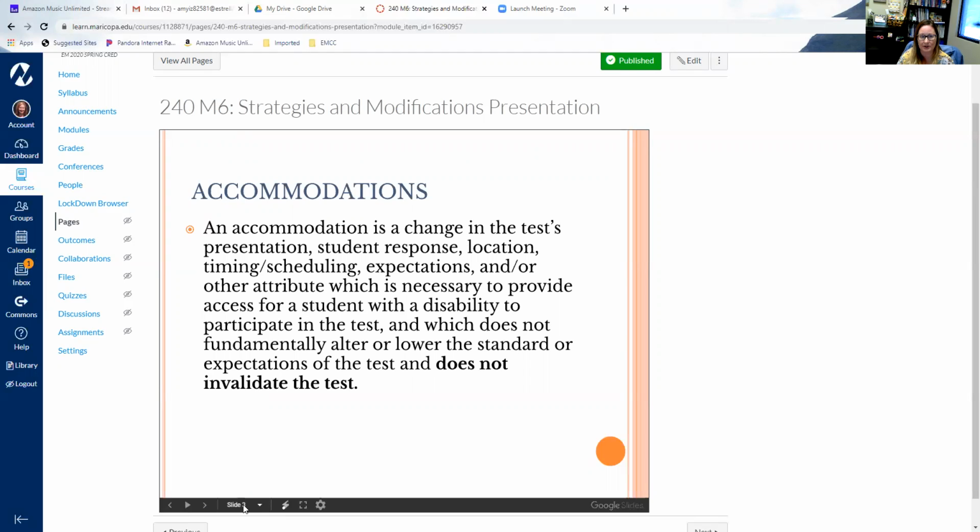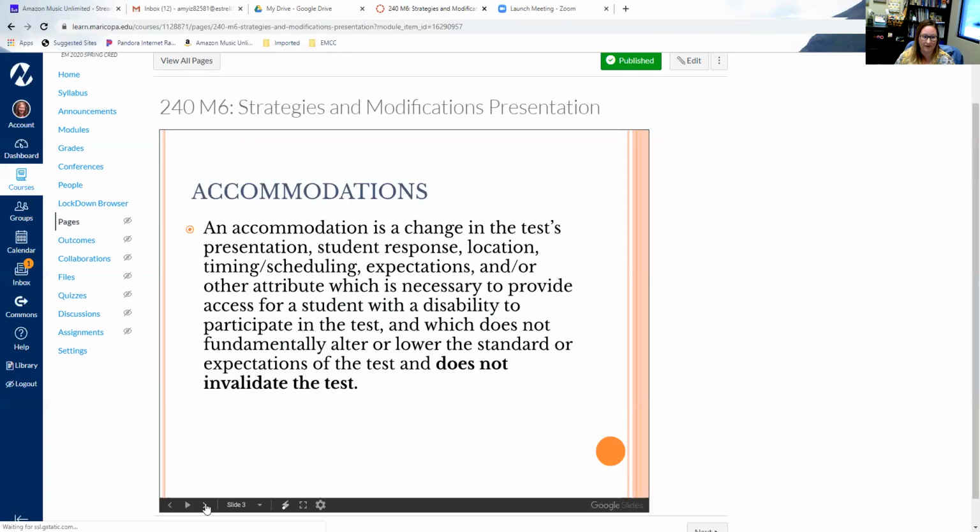So an accommodation is a change that we make in what we're doing with the student. And it can be in regards to their assignments, their assessments, where they're receiving instruction, how they're responding. Do they need extra time? Do they need things broken down? There's a lot of different accommodations that we can make, but the important part about an accommodation is that it doesn't change what that individual is learning. So it's not going to invalidate that information.